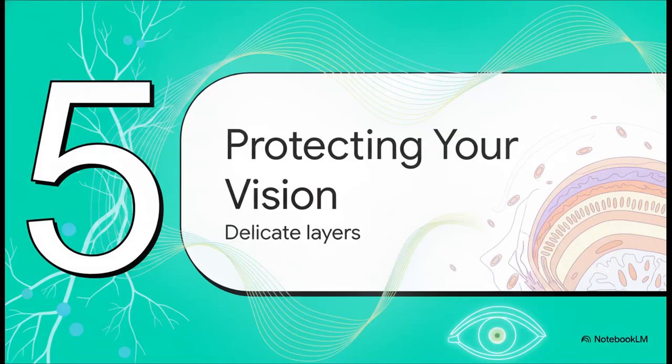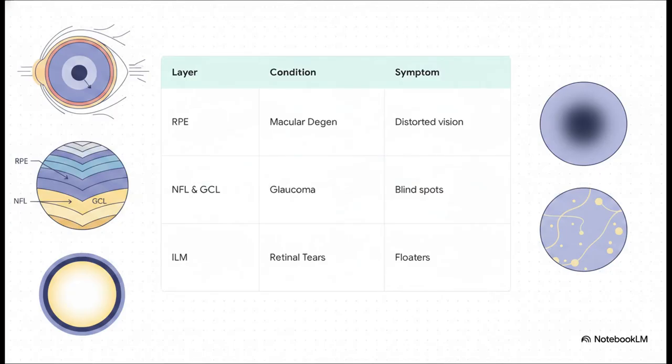Now let's wrap things up with Section 5, protecting your vision and those delicate layers. Understanding this deep evolutionary history is fascinating, for sure, but it also explains exactly why our vision is so delicate today. Because the retina is this intricate 10-layer extension of the central nervous system, damage to specific microscopic layers causes highly distinct disorders. For instance, if eye pressure damages the inner nerve fiber layer, that's glaucoma, which leads to peripheral blind spots. But if dysfunction hits the outermost retinal pigment epithelium, that leads to macular degeneration and the loss of your central vision.